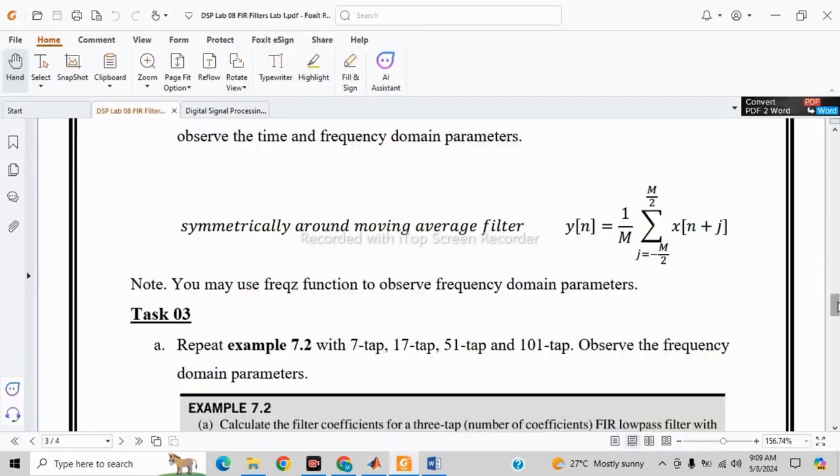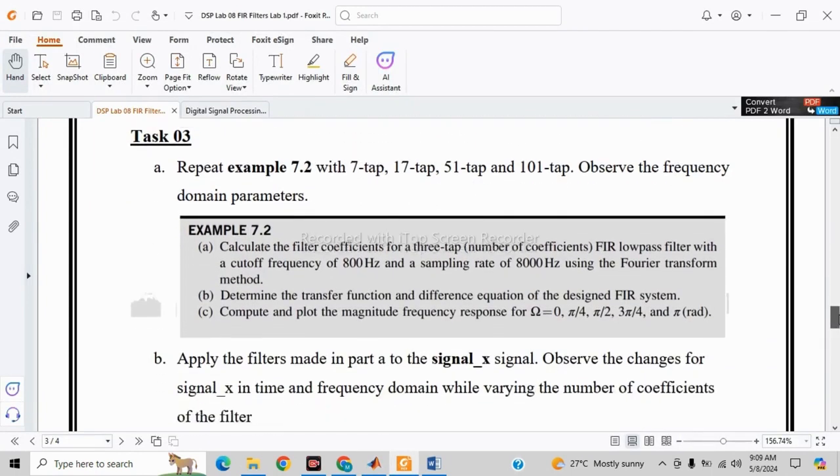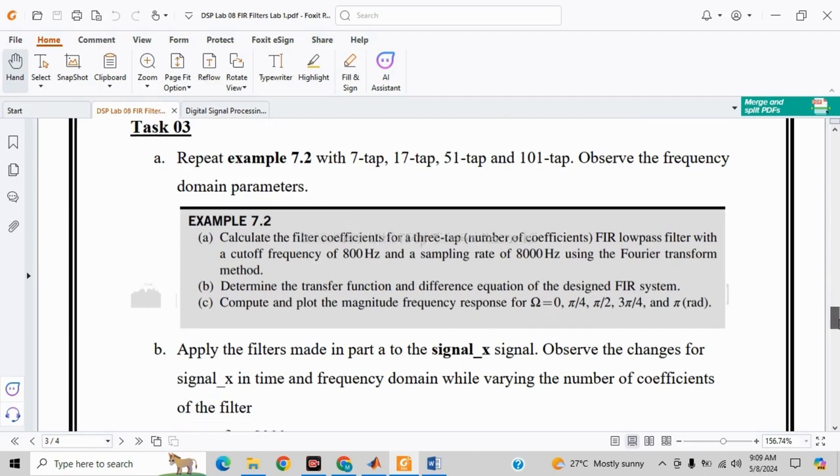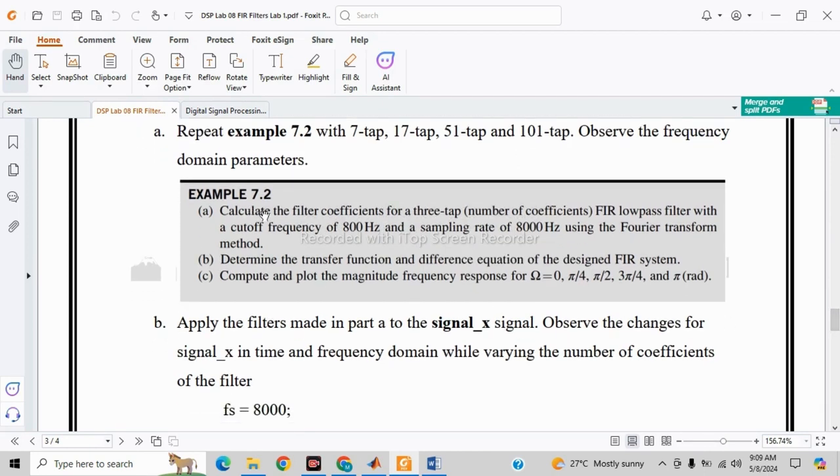Next, we have to implement task number 3 in MATLAB. Part A for this task is to repeat example 7.2 with 7 taps, 17 taps, 51 taps, and 101 taps, and observe the frequency domain parameters. Here is the example. Calculate the filter coefficients for a 3-tap FIR low pass filter with a cutoff frequency of 800 Hz and a sampling rate of 8000 Hz using the Fourier transform method.